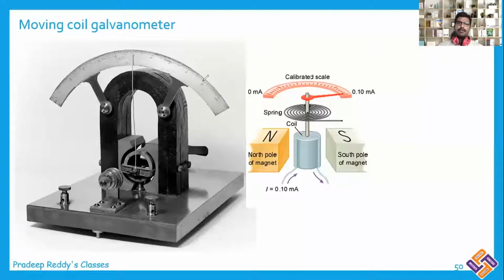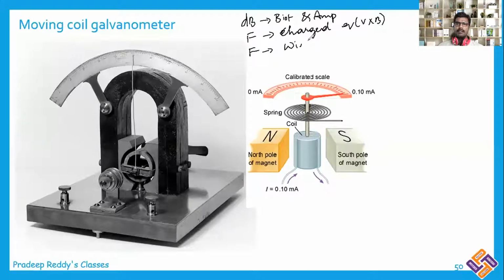Students, in the last few video lectures, we have discussed force, how to find the magnetic field using Biot-Savart law and Ampere law, and we have learned the force acting on a charged particle, F is equal to Q into V cross B. We also have learned the force acting on a current carrying conductor, which is I into L cross B. And we also have learned about solenoid, toroid, and the magnetic field due to solenoid and toroid.